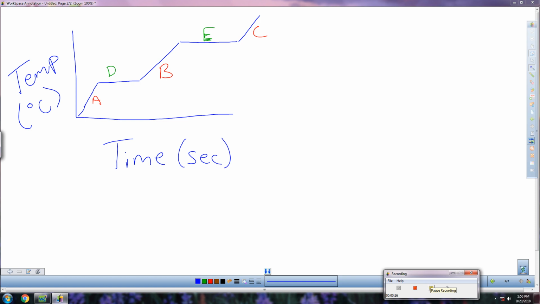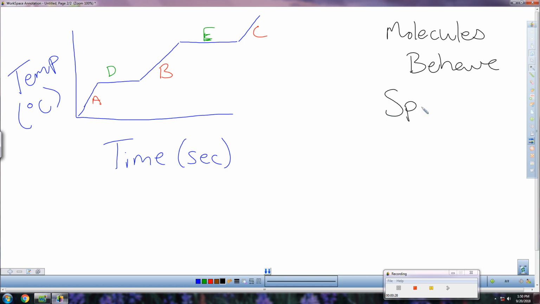All right, ladies and gentlemen, welcome to 14.1 here. We're talking a little bit about heating curves and seeing what's going on in terms of the motion of the molecules. Really, there are two things that we need to be familiar with when we talk about how the molecules are behaving. I want to know about the speed, and I want to know about the spacing. So anytime we start talking about the speed or spacing, we're talking about how molecules actually are behaving.